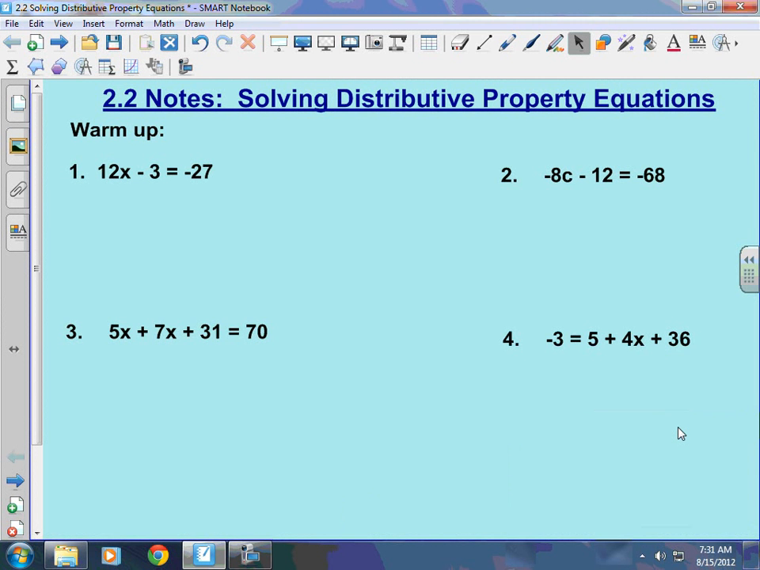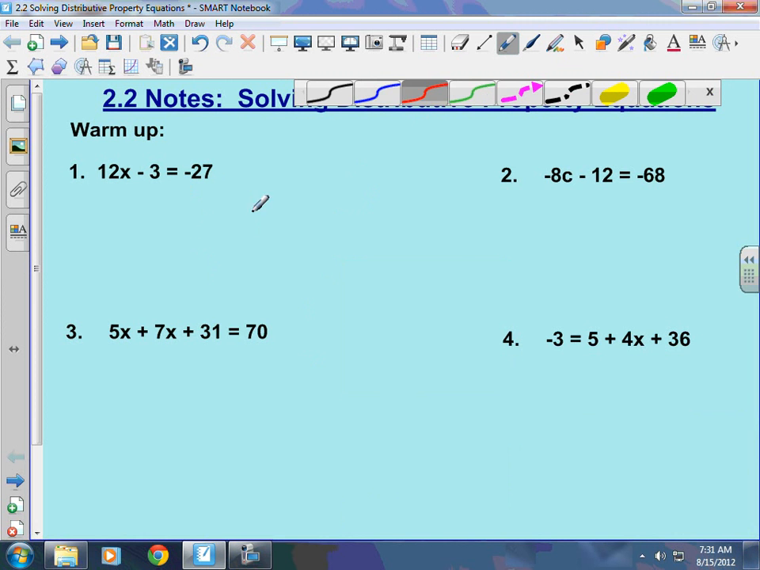This is lesson 2.2, solving distributive property equations. We are going to go over the warm-ups. So go ahead and pause the video, do the 4 warm-ups, and then check your answers.